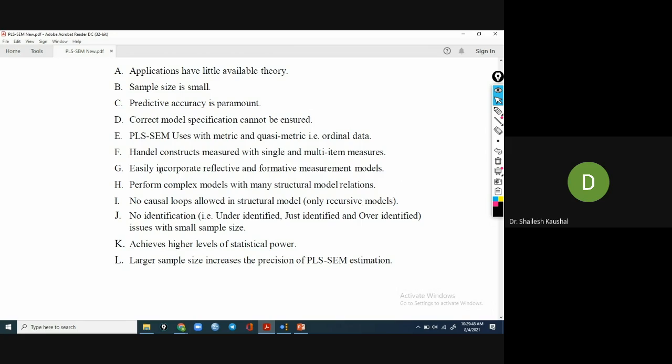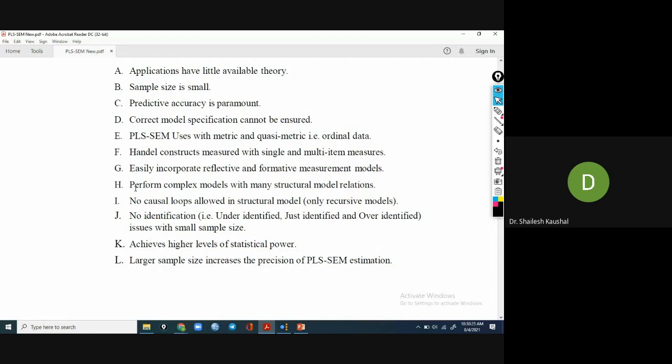And easily incorporate reflective and formative measurement models. Formative measurement model: I told you we cannot perform formative measurement model in CBSEM or in AMOS software. We cannot run formative measurement model. It's a limitation of AMOS software or CBSEM, but in PLS we can perform the formative measurement model also.